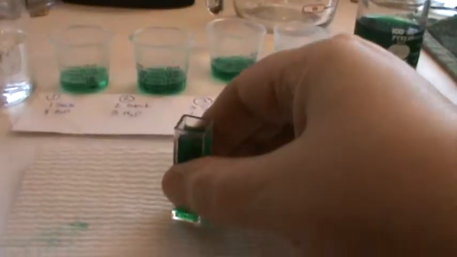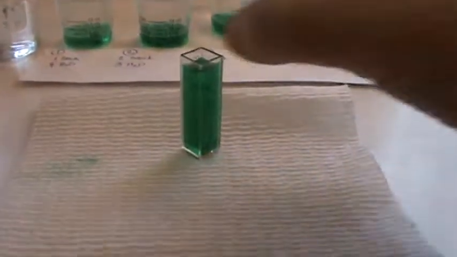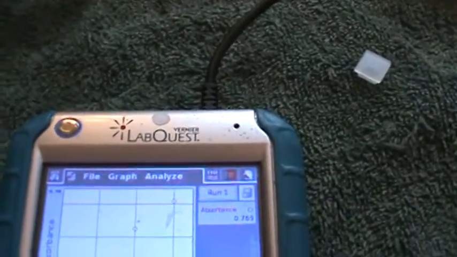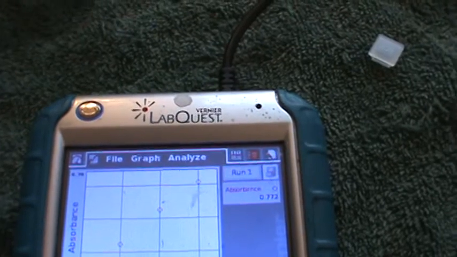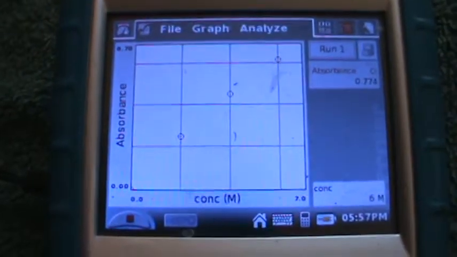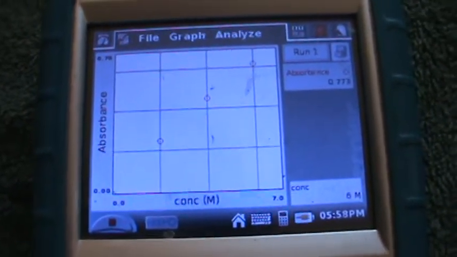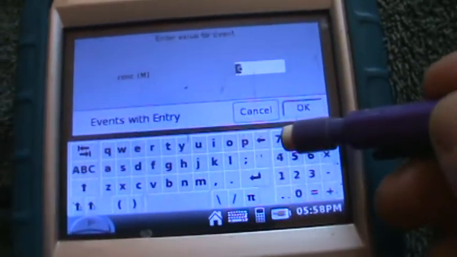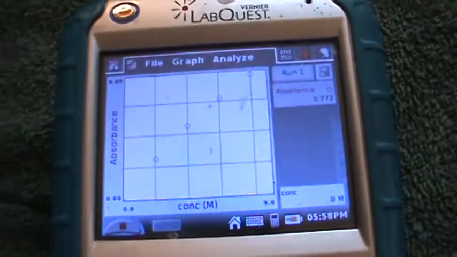Making a little bit of a mess here. So I have the paper towel. Okay. Again, sorry for my poor video skills. Okay, and here is, oops, sorry. Okay, we've settled out. And there's our 8 molar.